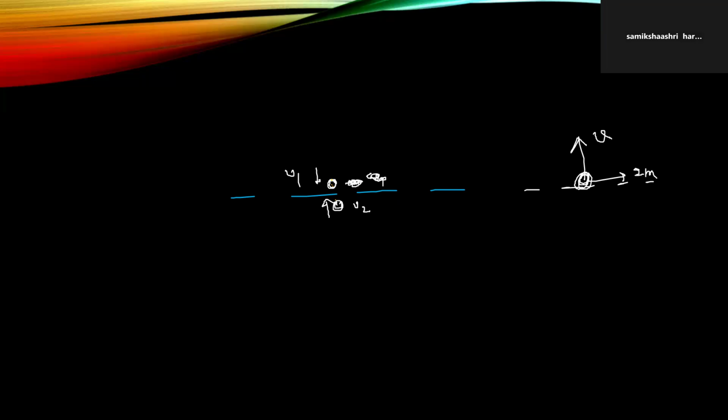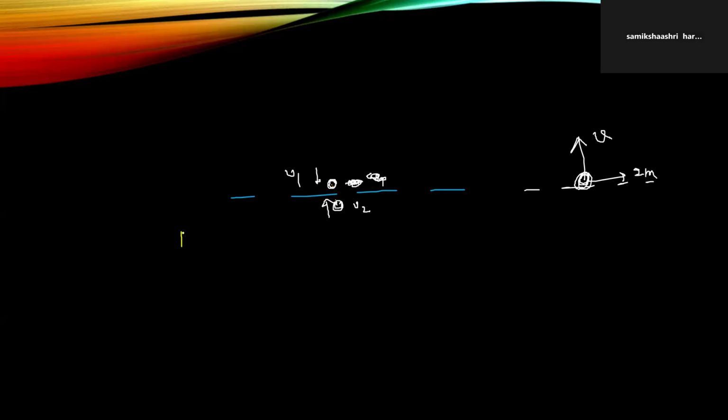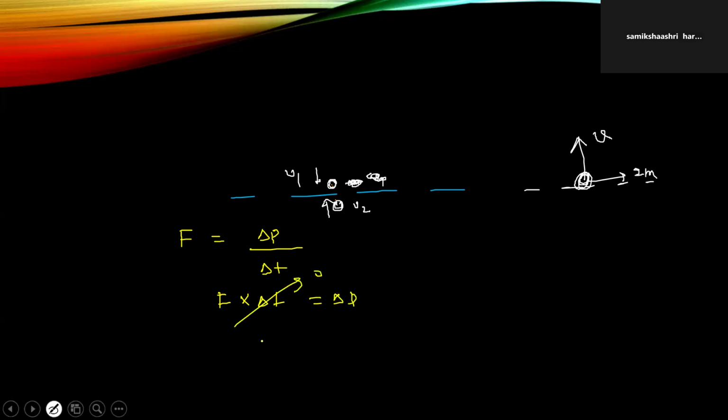In a fraction of a second they are going to collide. The contact time is very less, so we can apply F equals delta p by delta t. F into delta t is almost zero because delta t is very small, so this quantity becomes zero.